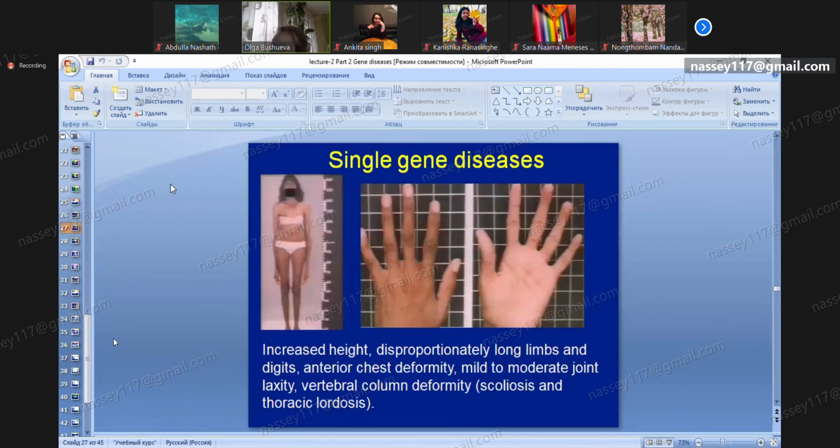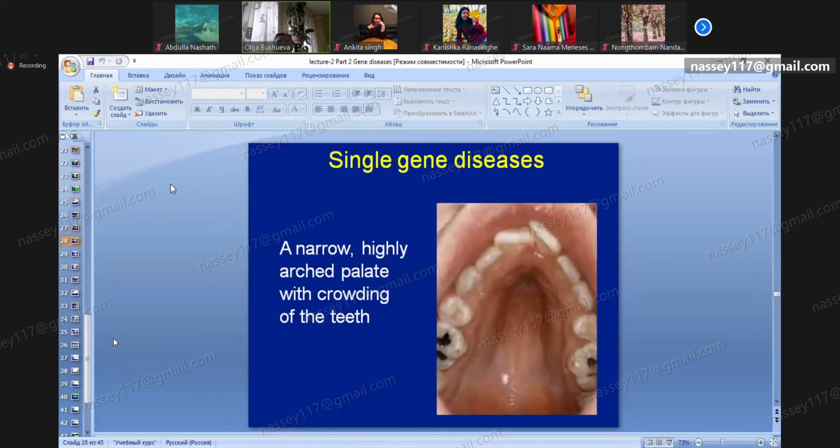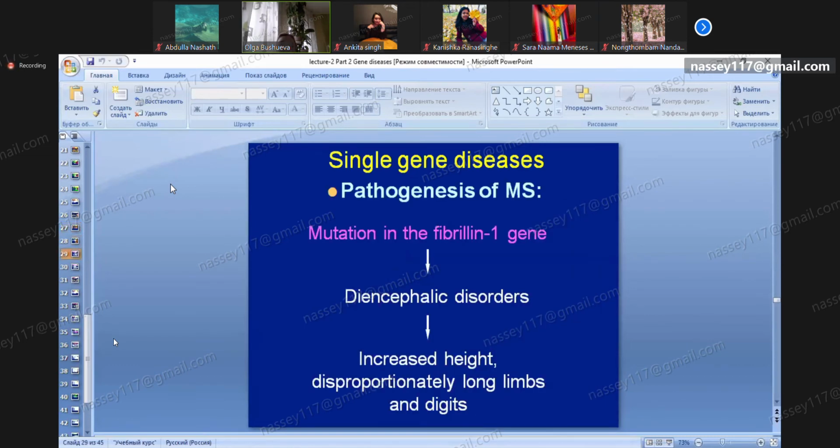Patients with Marfan syndrome have increased height, disproportionately long limbs and digits, anterior chest deformity, mild to moderate joint laxity, vertebral column deformity such as scoliosis and thoracic lordosis, a narrow, highly arched palate with a crowding of the teeth. So pathogenesis of Marfan syndrome is associated with mutation in the gene encoding fibrillin-1.